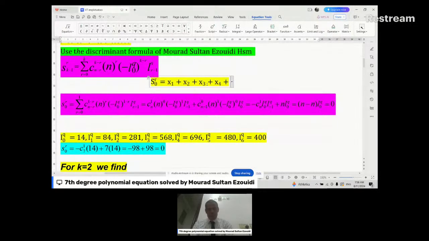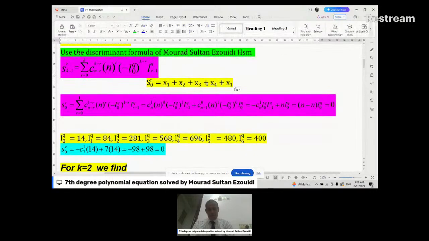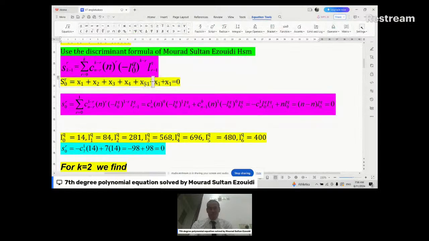Now I'm going to write is equal to 0. So this is x1, this is x2, this is x3, this is x4, this is x5, this is x6, and this is x7. So the sum of the roots of your new 7th degree polynomial equation is equal to 0. We'll check this after.